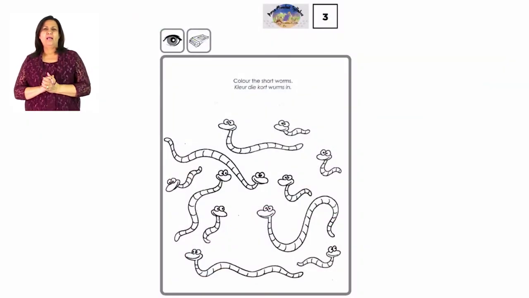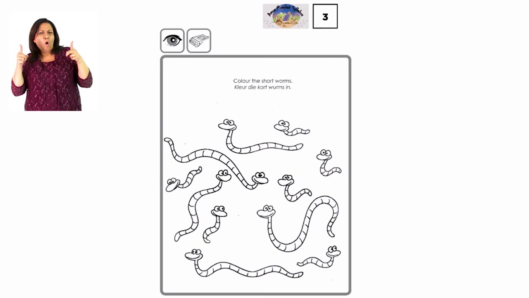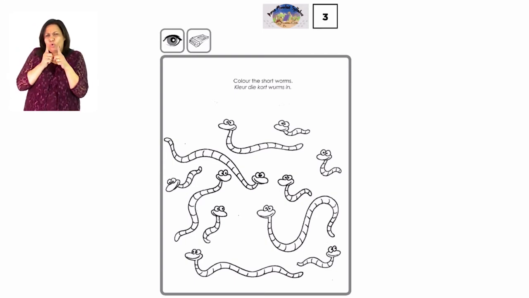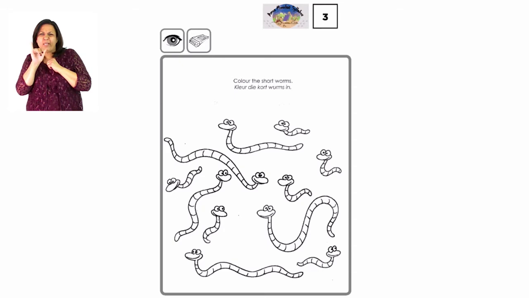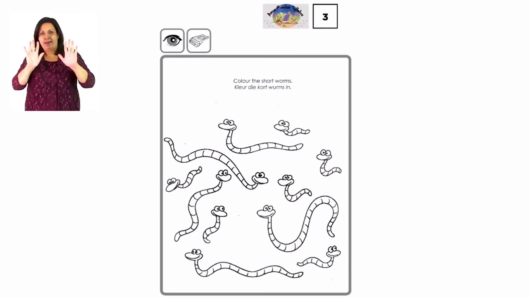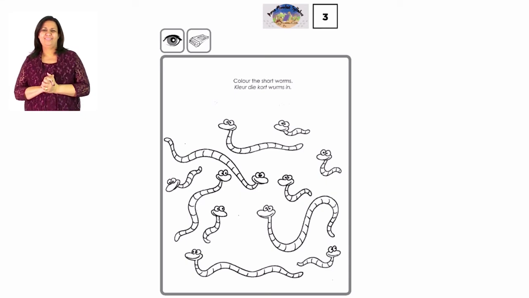On page 15, we are instructed to color in the short worms. There are long worms and short worms. In other terms, it means which are the little worms. Find all of them and color them in. That was easy. I believe you have done it very well. Now let's turn over to page 16.